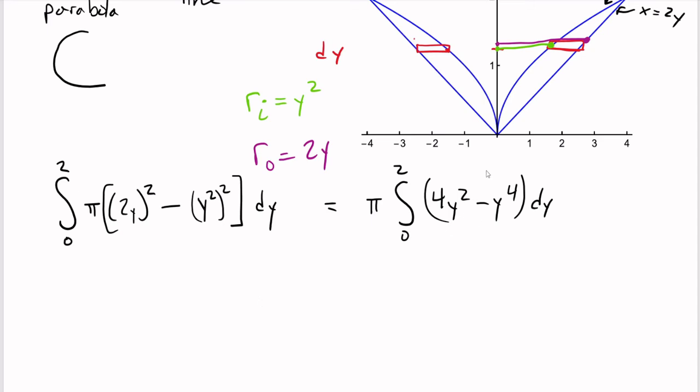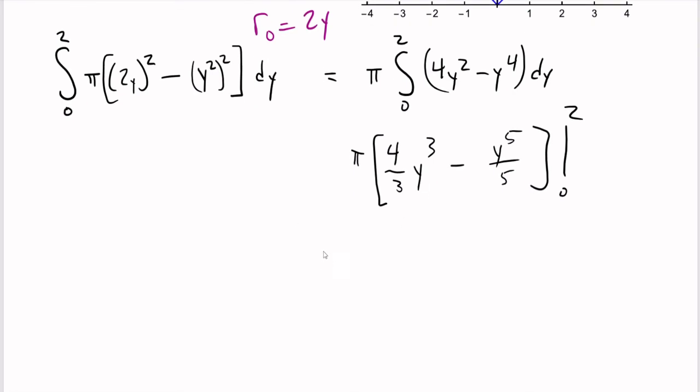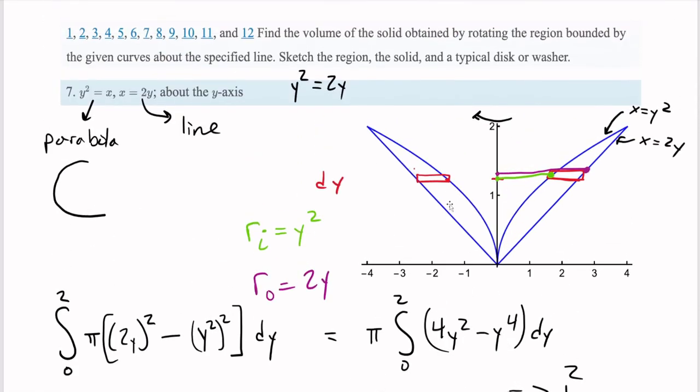So then we add and divide: pi times 4/3 y cubed minus y to the 5th over 5, from 0 to 2. Let's plug the 2 in. That's pi times 4/3 times 2 cubed minus 2 to the 5th over 5. Plug 0 in, I get 0. That's pretty nice. Then you can simplify that down, but this is our answer. And there you go. Hopefully not too bad.